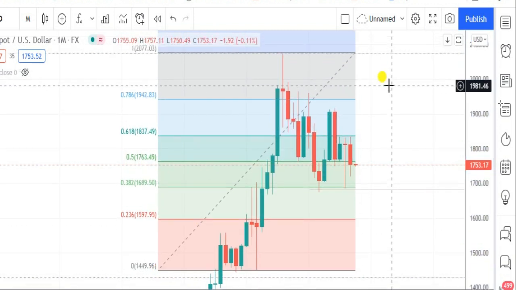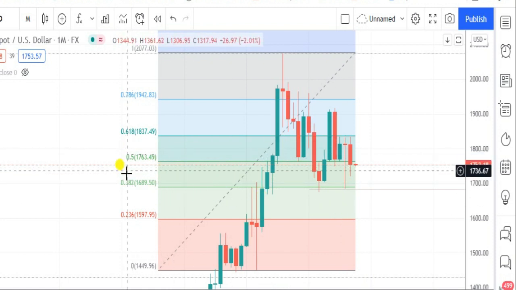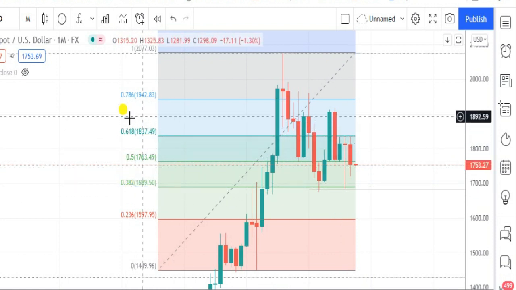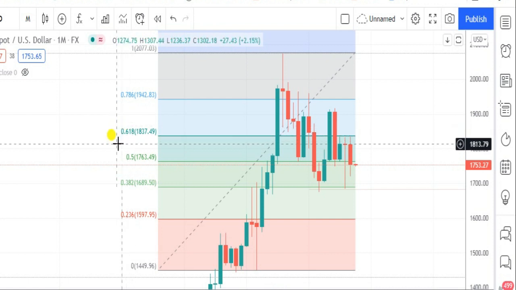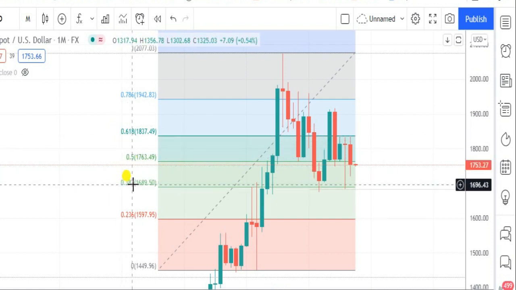Now it's perfect. You can see I mentioned a few levels in my previous video: these three levels, the 61% retracement level, the 50% retracement level, and the 38% retracement level. Firstly, I will give you a little bit of an idea.